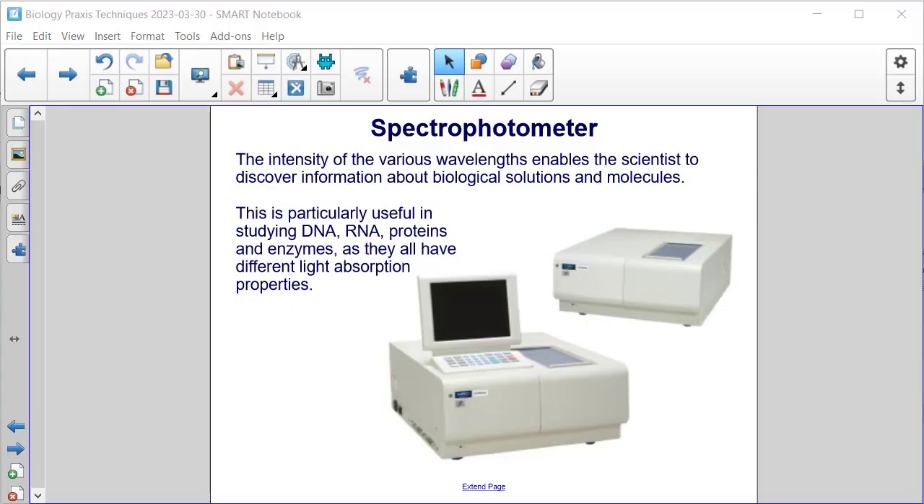The intensity of the various wavelengths enables the scientist to discover information about biological solutions and molecules. This is particularly useful in studying DNA, RNA, proteins, and enzymes, as they all have different light absorption properties.